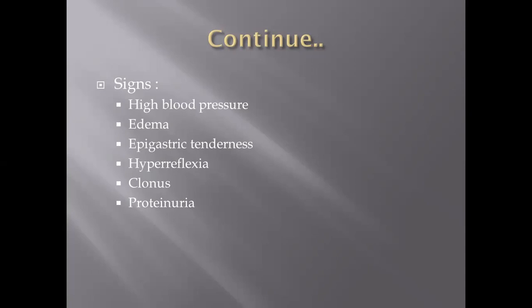Epigastric tenderness is a warning sign and suggests liver involvement. Due to the involvement of the liver in preeclampsia, there will be epigastric pain. Hyperreflexia is due to the involvement of the neurological system. Clonus must be checked in patients with suspected preeclampsia, and urine protein examination should be part of the clinical examination. So proteinuria is also a sign of preeclampsia.